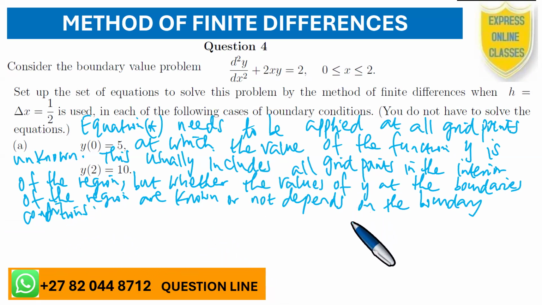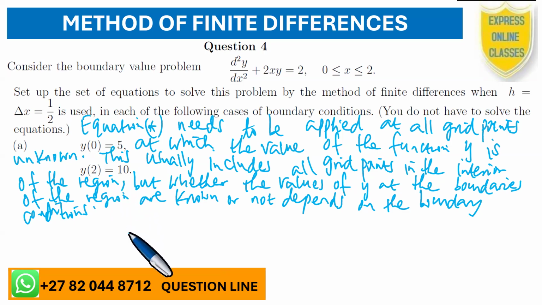Equation star, the one we've labeled, which is our difference equation, needs to be applied at all grid points. We've written the x values at which the value of the function y is unknown. Like, the value of the function y is known at 0: y at 0 is 5. But it's also known at 2: y at 2 is 10.